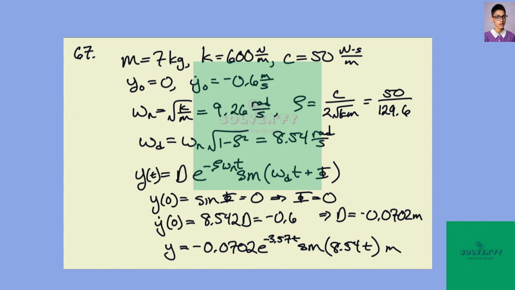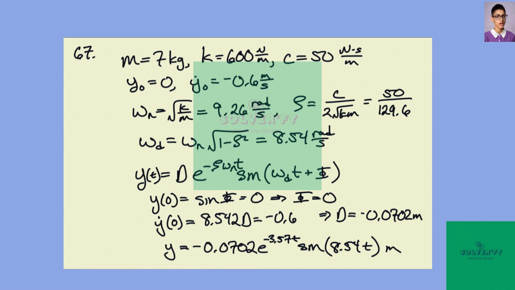So we have our initial conditions. y at 0 is, well, e to the 0 is 1, and this is 0. So we have sine of phi times d equals 0, but d isn't going to be 0 because that would be the trivial solution and not satisfy this initial condition. So that says phi has to be 0. So in this case, we have 0 phase in our solution.